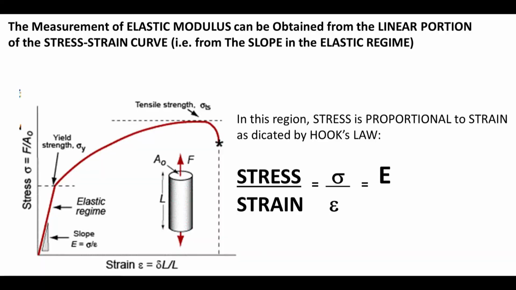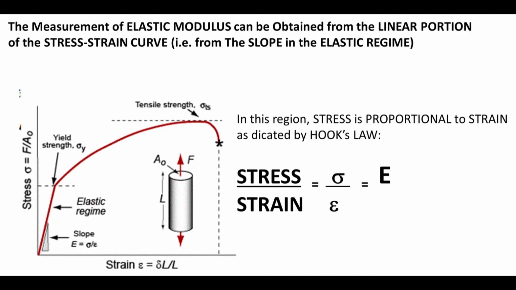Measurement of the elastic modulus can be obtained from the linear portion of a stress-strain curve derived from a tensile test of the material. The slope of the elastic region, the relationship between stress and strain in the elastic region, is referred to as the elastic modulus or elastic stiffness of the material.